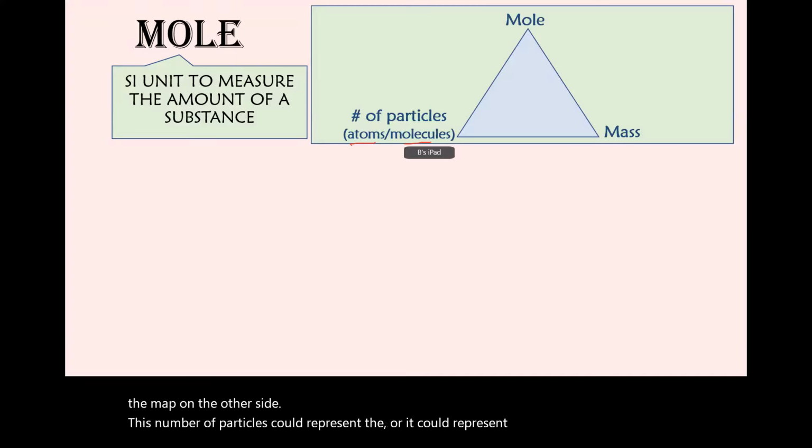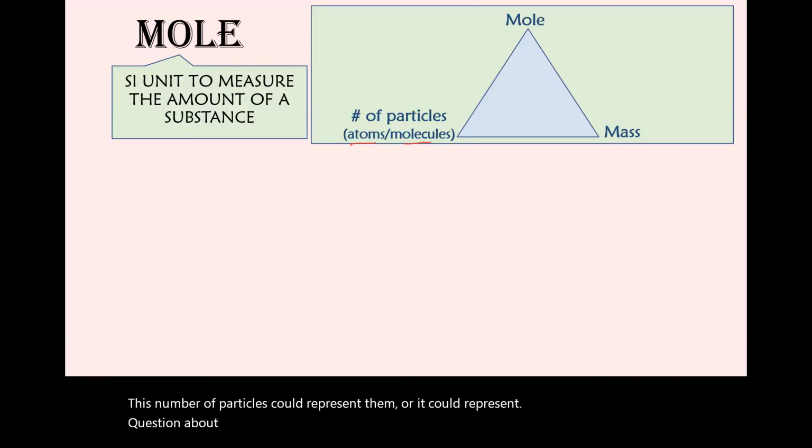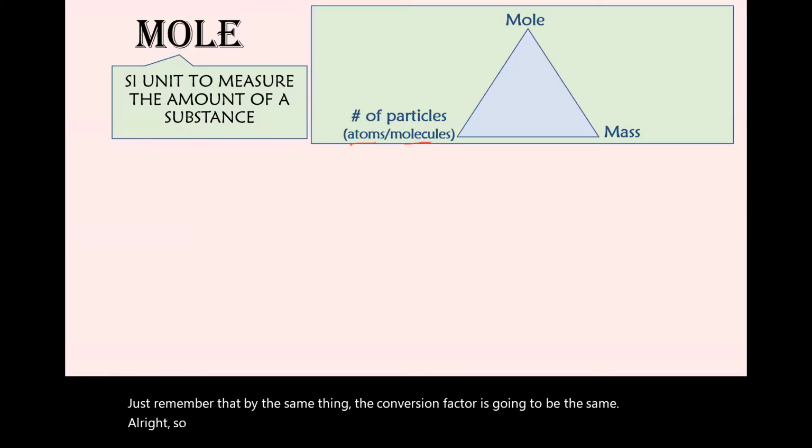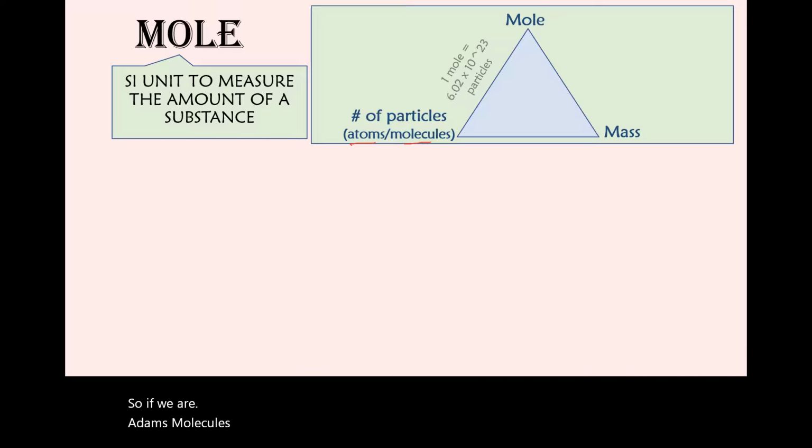The number of particles could represent the number of atoms, or it could represent the number of molecules. So when I give you a question about the number of particles, I might not say number of particles. I might just say find the number of atoms, or find the number of molecules. So just remember that we are talking about the same thing, and the conversion factor is going to be the same. If you're trying to go from moles to number of particles, whether atoms or molecules, the conversion factor that we use is 1 mole has 6.02 times 10 to the power of 23 particles.